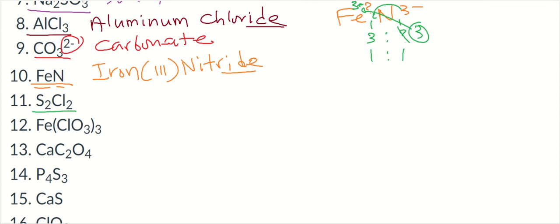Nonmetal, let's use the prefixes. This is di. Let's write the full name of the first element, sulfur. All right, and di. Change the ending of the second element to IDE.